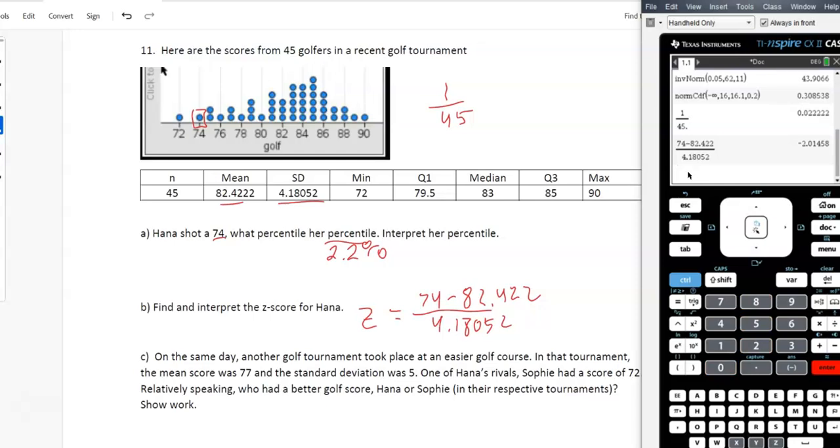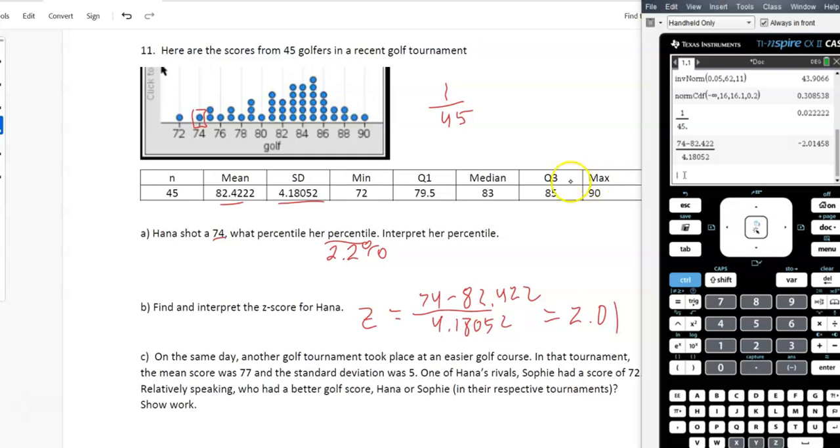So her z-score was negative 2.01. So her score was 2.01 standard deviations below the mean. By the way, anything more than 2 standard deviations below the mean is highly unusual. In this case, an excellent score in a golf tournament.